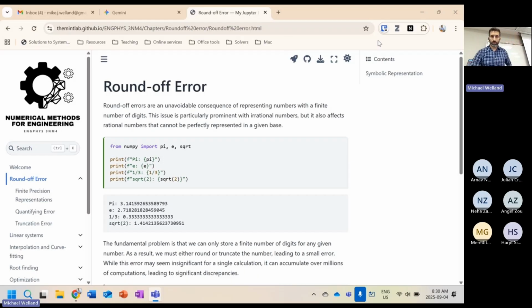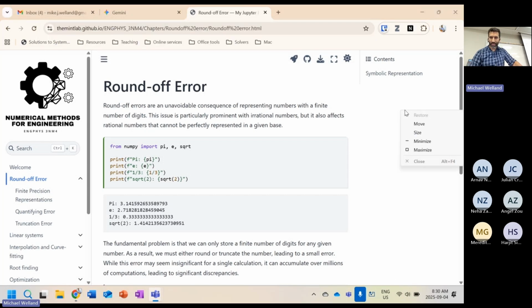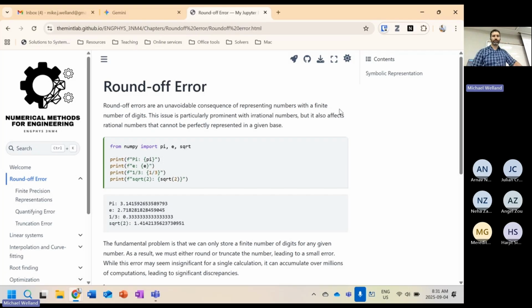Do you guys all have the course textbook at this point? I'll put it in the chat, and maybe I'll put it on A2L every week so that everybody has it. But it's here: MintLab, GitHub, IO, NFIS 3 and M4. You could just read off there.